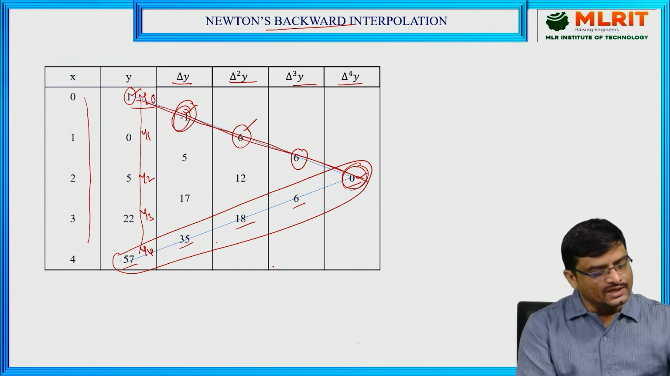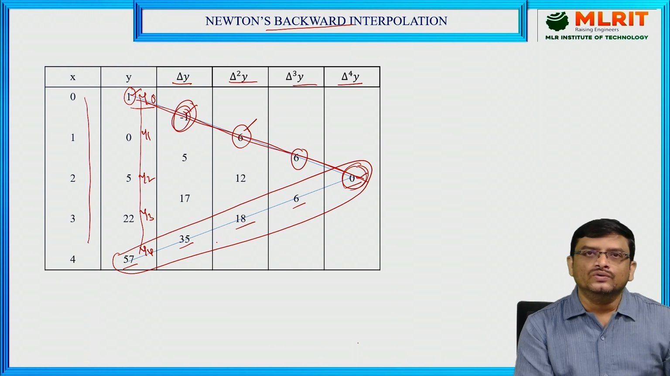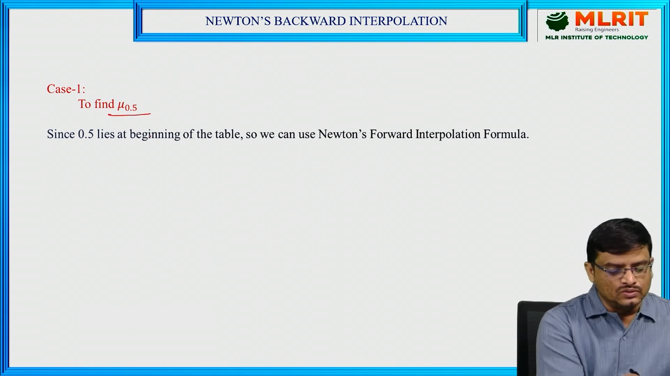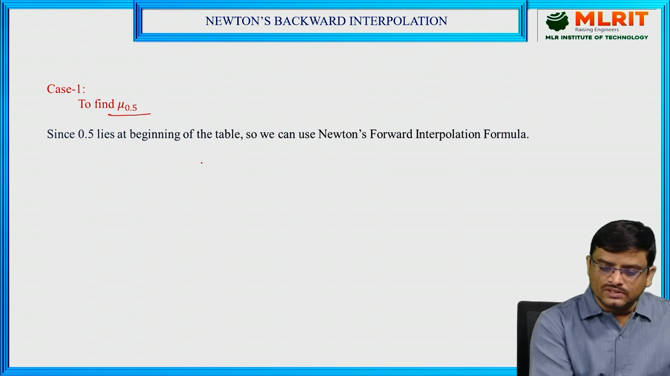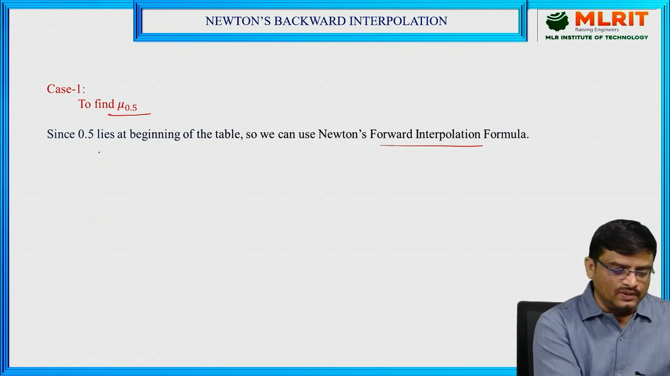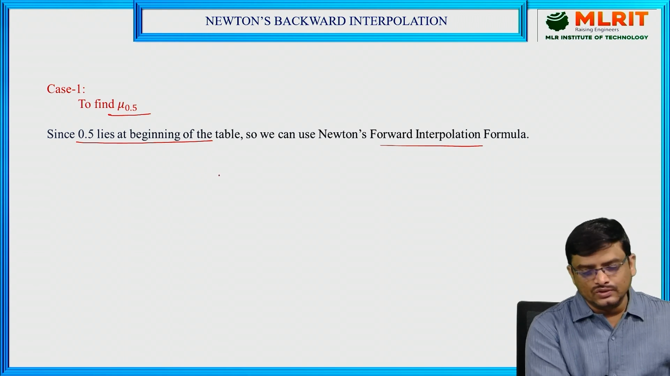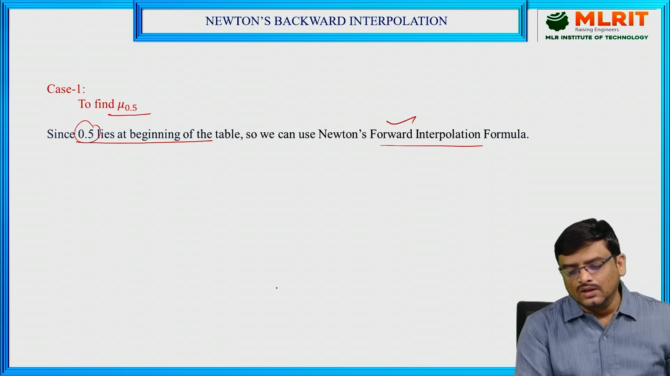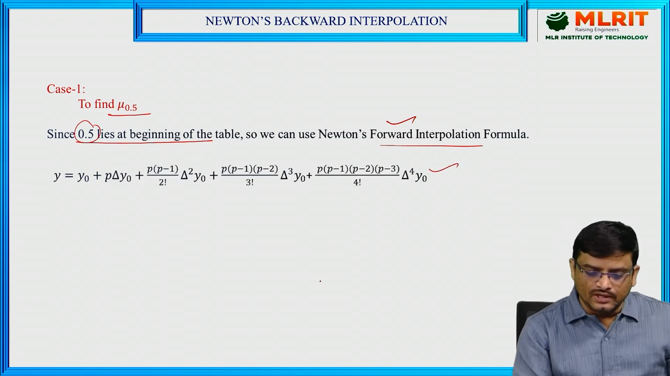So by constructing this single table, we can use the same table for both Newton's forward and Newton's backward interpolation. Now let us take this mu suffix 0.5. We have seen why we have considered Newton's forward interpolation formula. This is the reason: 0.5 lies at the beginning of the table. Whenever the x value lies at the beginning of the table, by default we can go for the Newton's forward interpolation formula.